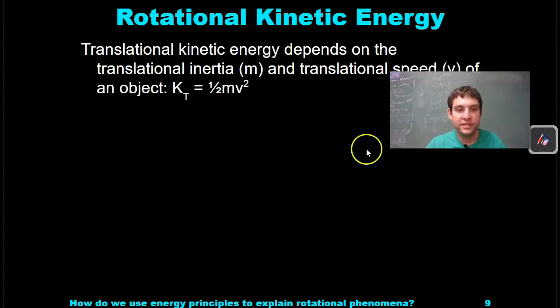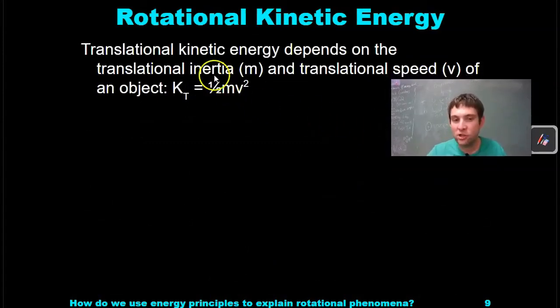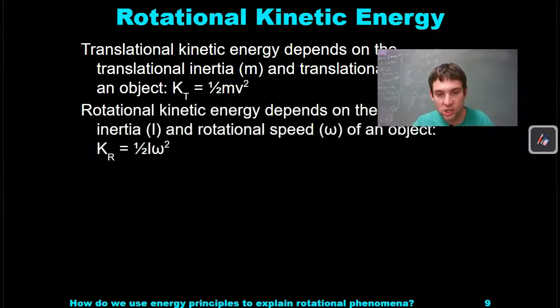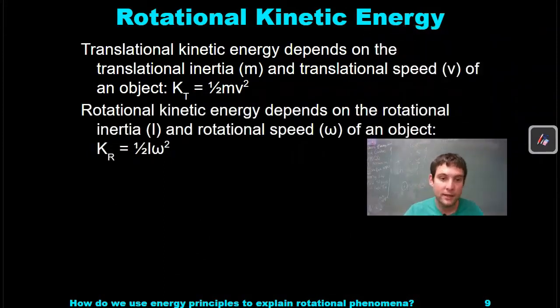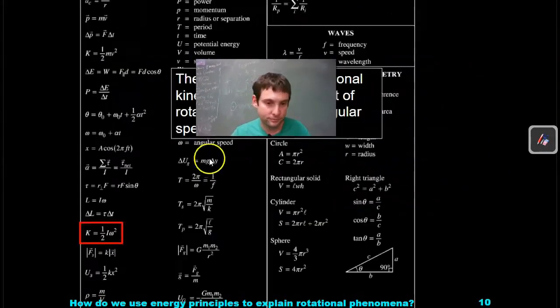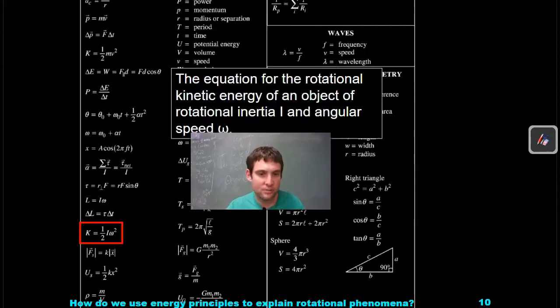Translational kinetic energy depends on the translational inertia, which is mass, and the translational speed, velocity, of an object. Rotational kinetic energy depends on the rotational inertia, I, and the rotational speed, omega, of an object. They're like the same thing, right? 1/2 mv squared equals 1/2 I times omega squared. The equation for rotational kinetic energy of an object is going to look like this on your equation sheet.